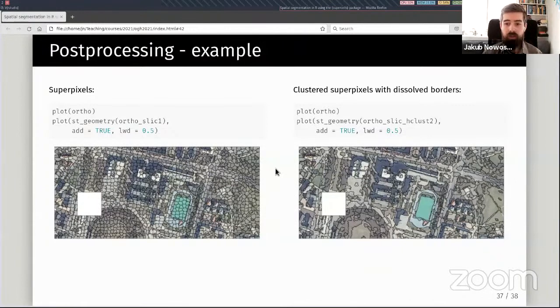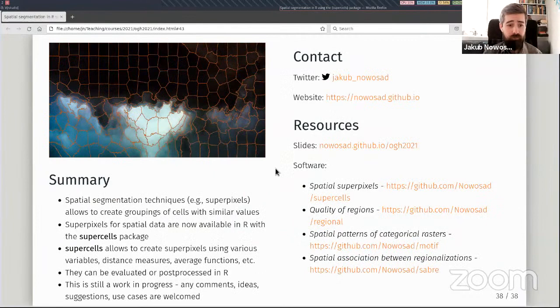Okay, so this is more or less what I wanted to show you. Just a few summary points. First main point is that the whole idea that I showed you here is related to spatial segmentation. So we want to create groupings of cells with similar values. And those similar values could be objects like buildings and roads, but they could also be some more abstract ideas like proportion of land cover categories or similar ideas. They could also be time series of spatial data.